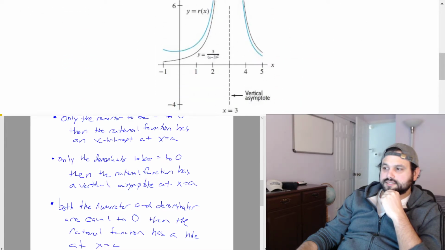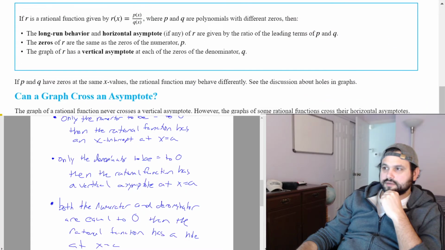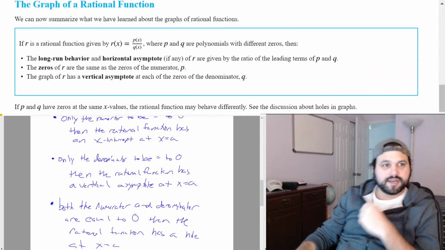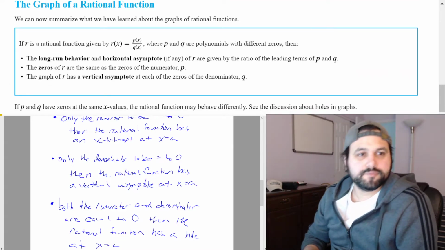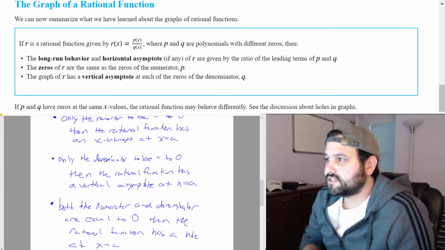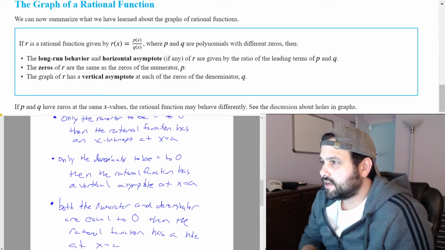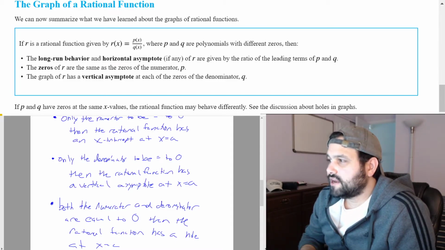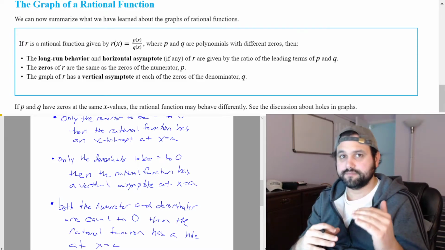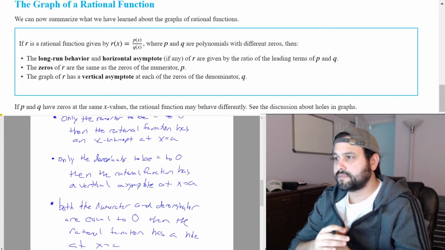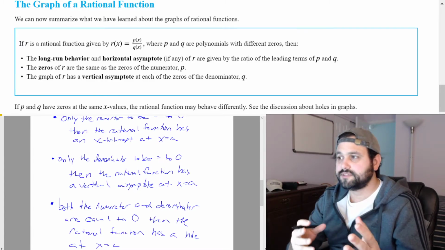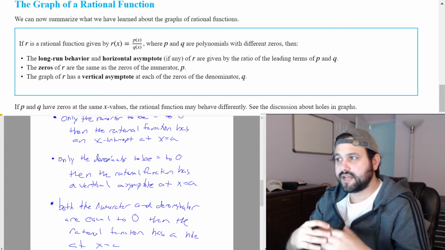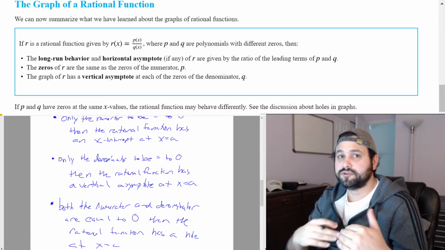Let's take a look at rational functions overall. The book has a nice little summary here. We have the fraction of two polynomials is the rational function, and the long run behavior and the horizontal asymptotes are given by the leading term over leading term. Okay, that's what we talked about last time. The zeros of the function, or the x-intercepts, are the same as the numerator's zeros. The vertical asymptotes are the same as the zeros for the denominator, okay?